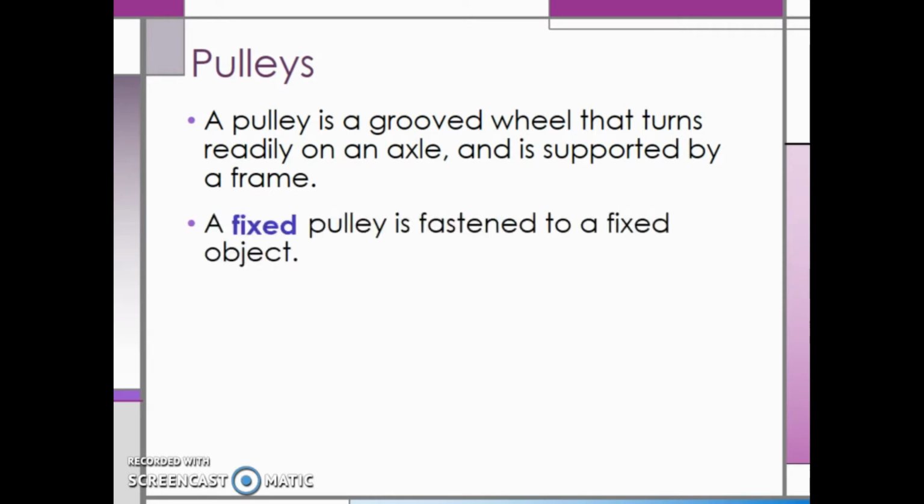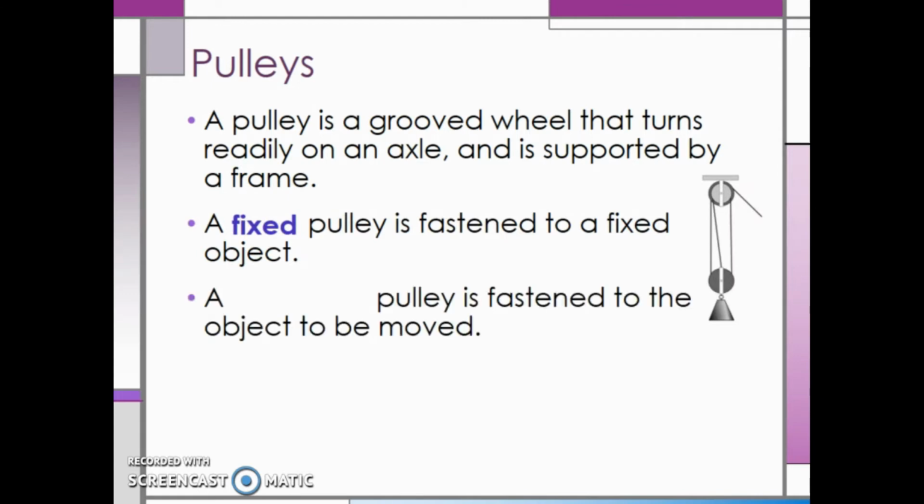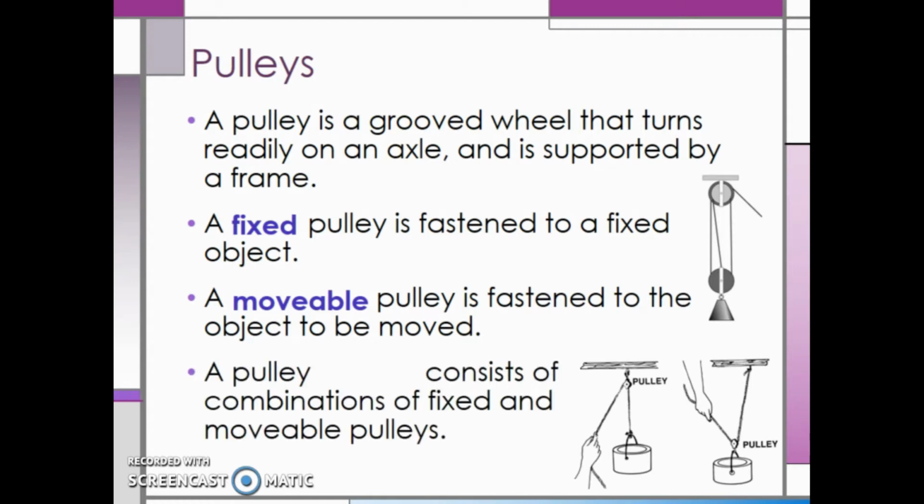A fixed pulley is fastened to a fixed object. A movable pulley is fastened to the object to be moved. A pulley system consists of combinations of fixed and movable pulleys.